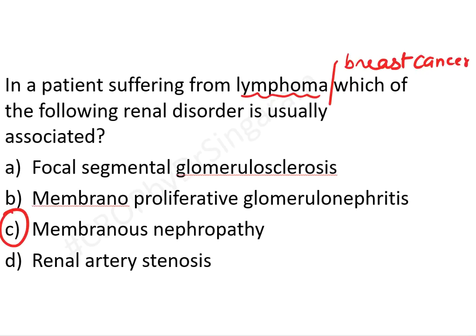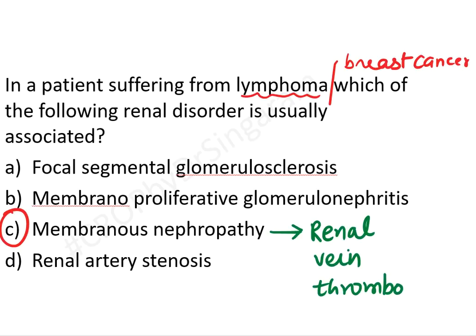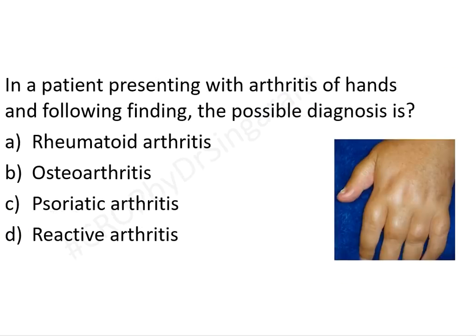One more important association with membranous nephropathy I would want you to remember is that there is a very high incidence of association with renal vein thrombosis. In a patient presenting with renal vein thrombosis, if they ask you what could be the underlying renal disorder to be looked for, it's a very possible question, the answer is membranous nephropathy. Let's move on to the next question.